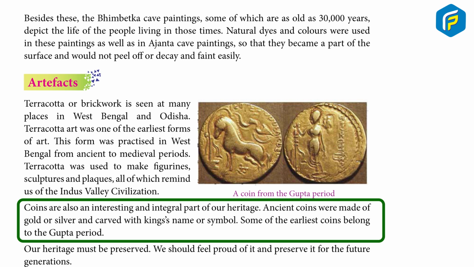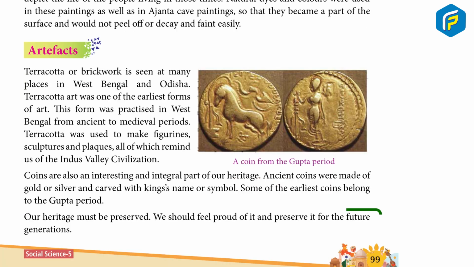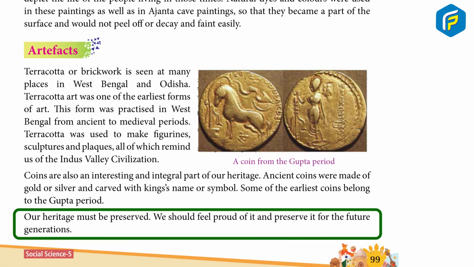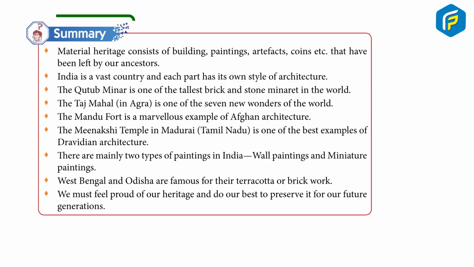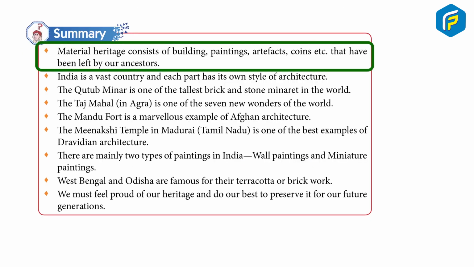Some of the earliest coins belong to the Gupta period. Our heritage must be preserved. We should feel proud of it and preserve it for the future generations. Summary. Material heritage consists of buildings, paintings, artifacts, coins, etc. that have been left by our ancestors.